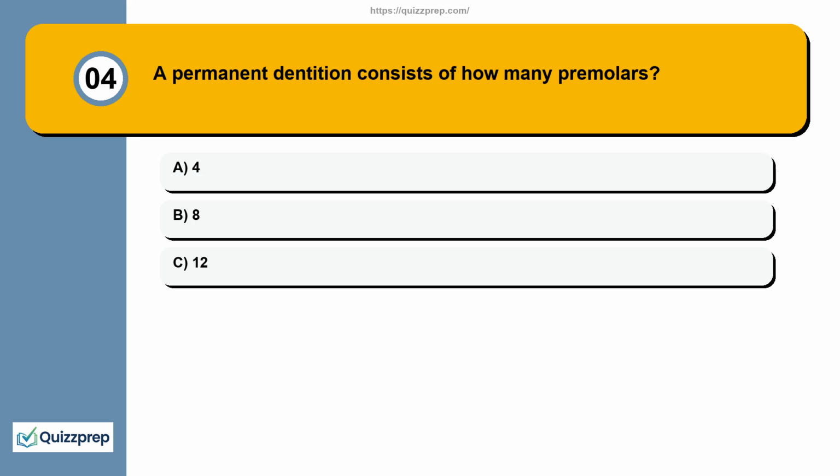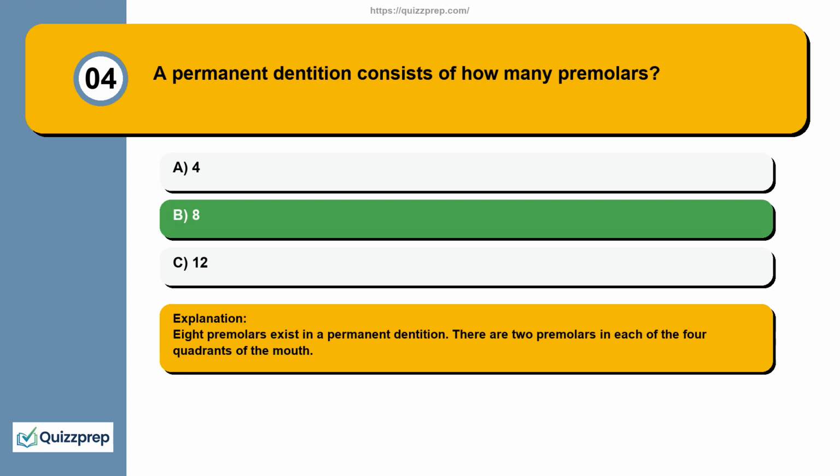Question 4. A permanent dentition consists of how many premolars? 4, 8, 12. 8 premolars exist in a permanent dentition. There are 2 premolars in each of the 4 quadrants of the mouth.